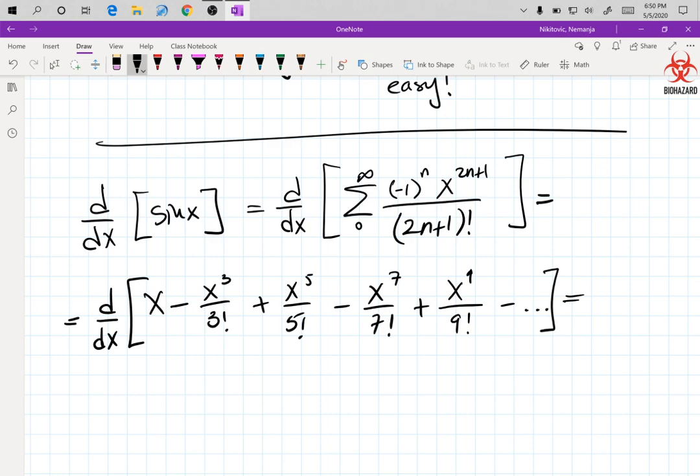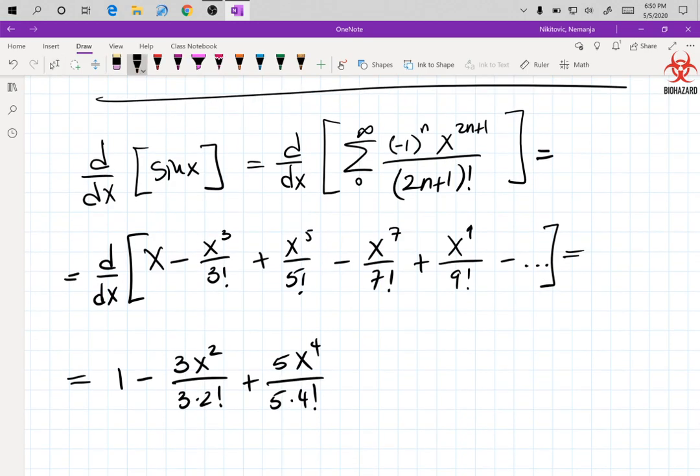So now, what do we do? Well, just take the derivative of the polynomial, right? The derivative of x is 1 minus 3x squared over 3 times 2 factorial, plus 5x to the 4th divided by 5 times 4 factorial. Remember that the way I'm writing these denominators, I'm only peeling off 1, because I know they will cancel.